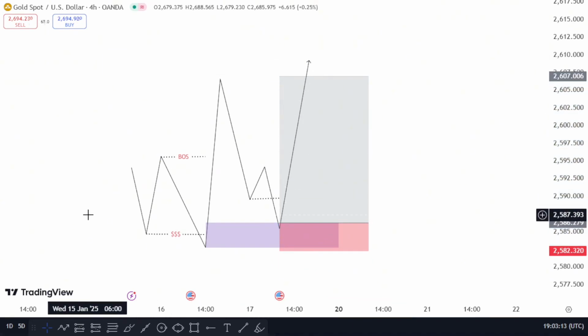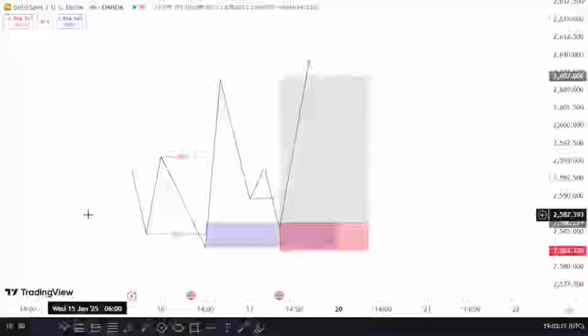So right now we move to the practical side of it, where I illustrate everything I've just explained to you on the main chart.